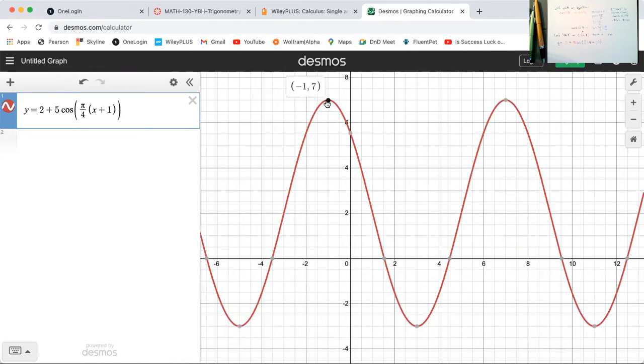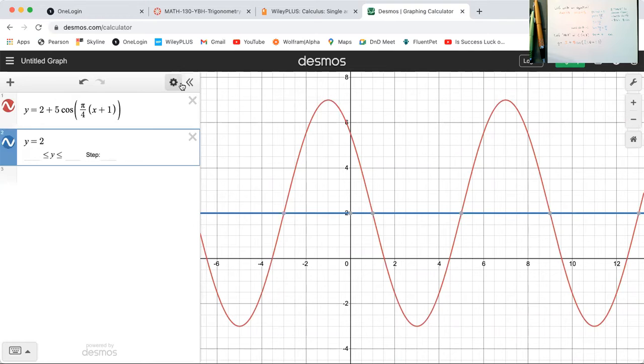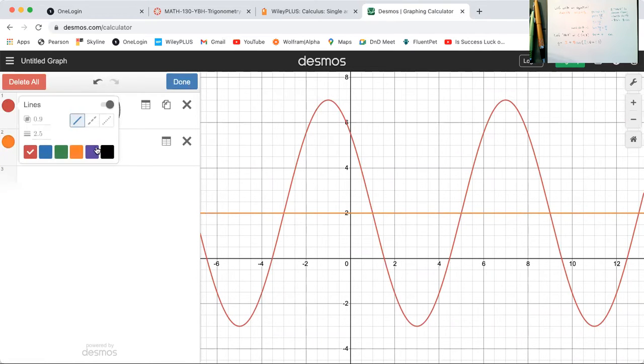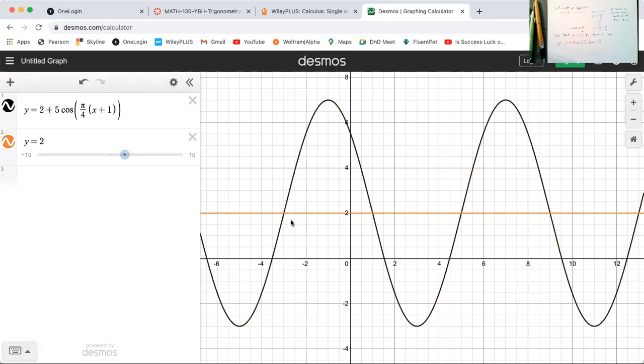Here's the top at -1, 7. Here's the bottom at 3, -3, then 7, 7 and 11, -3, and going left, -5, -3. Now, we don't see the middle. The middle is supposed to be here at 2, but Desmos doesn't have anything to lock onto. So I'm going to put an extra line, y equals 2, because that's where the middle is supposed to be. And then I'll make that orange. I'll also put this in black.